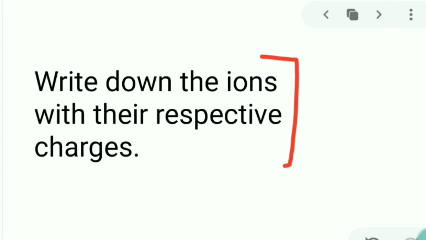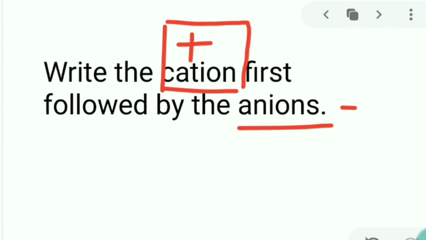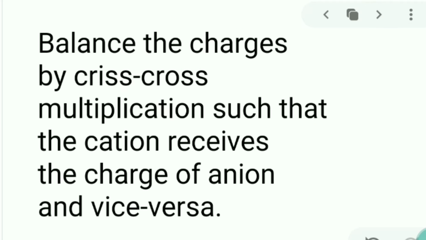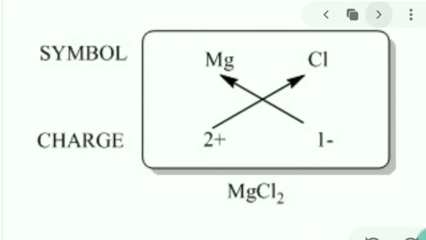The next step is to write down the ions with their respective charges. First you need to choose which is the positive charge and which is the negative charge, and then write their ions. Write the cation first. Yes, the priority is always given to the cation, the positively charged species, followed by the anion, the negatively charged species. Then we need to balance the charges by crisscross multiplication. What does crisscross multiplication mean? The charge of the cation is received by the anion and the charge of the anion is received by the cation. I'll explain how now.